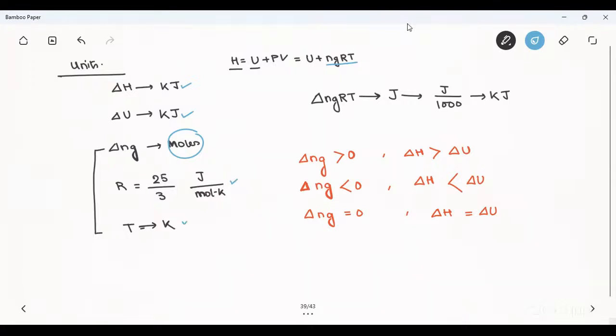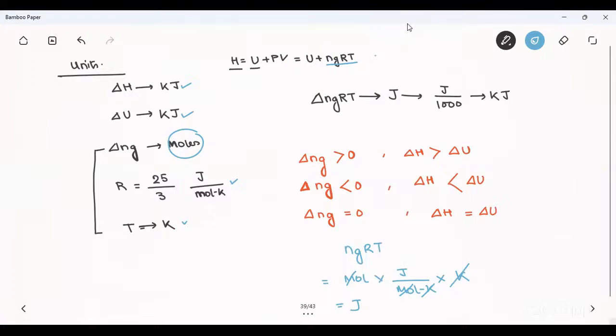So if you multiply this, moles, okay, wait. What I have told you for NgRT: Ng is taken in mole. What is R taken in? Joule per mole Kelvin. And T is in Kelvin. Kelvin, Kelvin, mole, mole. So you are getting this NgRT in joules, but we have taken these two in kilojoules. So to convert joule to kilojoule, we will always divide it by 1000. Whoever asked me the question, is this part clear?